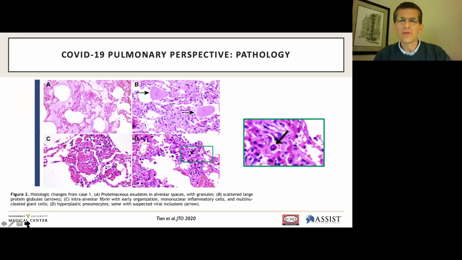On the pathological evaluation, we don't have a large experience, but early studies from Dr. Tian, published in JTO, demonstrate that some of these alterations in the lung are associated with an exudative infiltrate that's very loaded with proteins. We see large protein globules on the B slide. And then on the D slide, you see areas of cellular infiltration of the virus presenting with viral inclusions that are typical of respiratory viruses. Next slide, please.